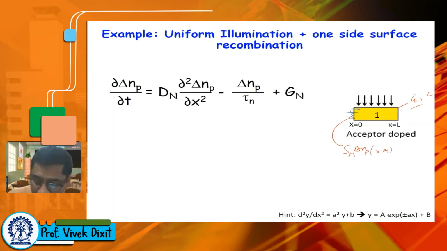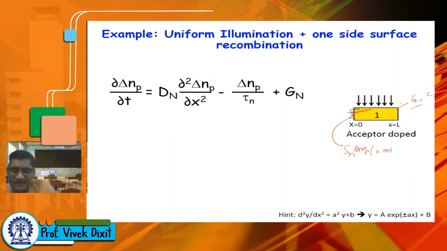Now this will be equal to what? So there is a uniform generation taking place here. If generation is taking place here, that means these carriers which are recombining here are disappearing. So there will be a slope here, right? That means carriers will move from right to left because the generation is uniform everywhere.